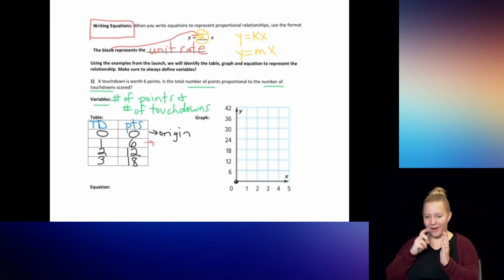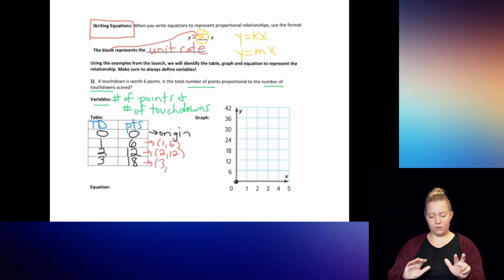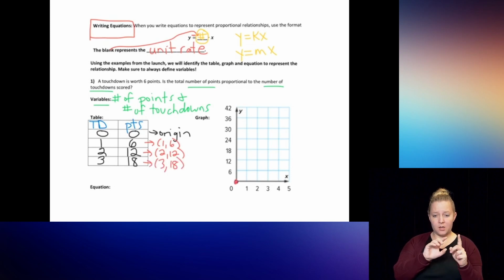We are going to turn these into the points on the graph by recognizing the ordered pairs that they are. So a 1 before a 6 is like the ordered pair 1, 6. A 2 before the 12 is 2, 12. And a 3 before the 18 is 3, 18. So let's graph those points over here. The origin we already have right here.